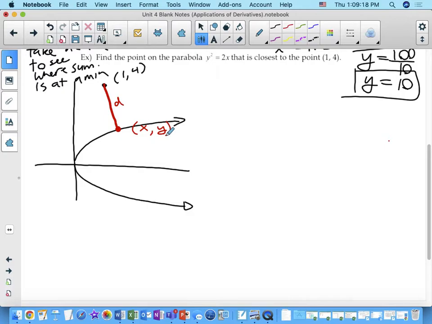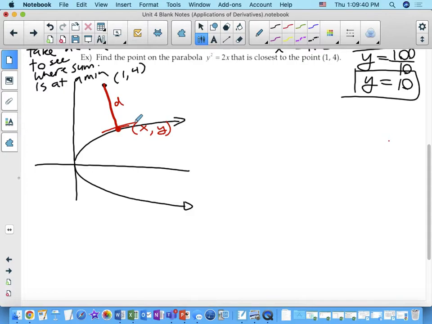Okay, now, one thing I want to point out, that when you're looking at the shortest distance between 2 points, it'll always be perpendicular, right? You're never going to go this way. You're always going to take the hypotenuse. Okay, so this is going to be perpendicular.